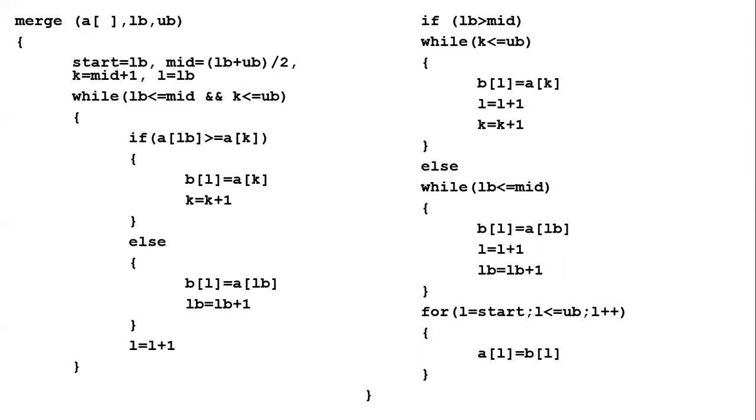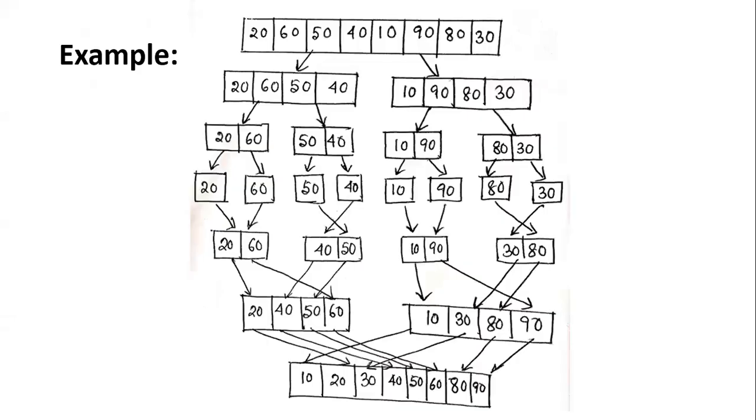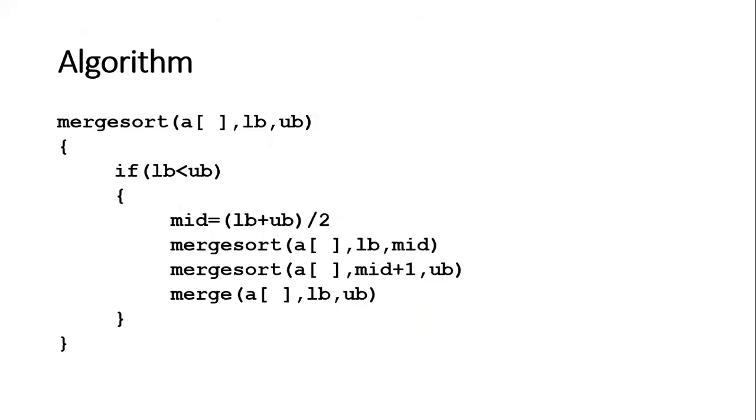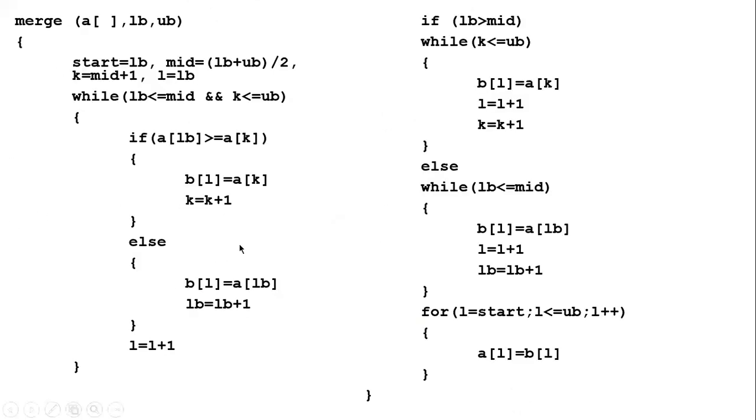After that, K starts pointing to 30. So now, is 20 greater than 30? We will compare 20 with 30, and 20 is not greater than 30. This condition is false. So I shall be coming to B[L] equal to A[LB]. That means I shall come to this condition, and the content of A[LB] will be stored into the temporary array B. That means 20 will come to the first location of the temporary array.